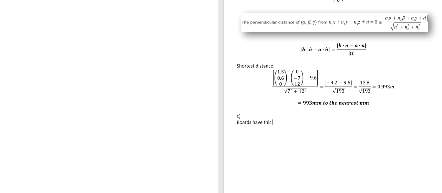Boards have thickness, so they cannot be precisely modeled as 2D surfaces. Also, we've got other considerations. I said that planes are perfectly flat. Boards may be warped or bumpy or have non-straight edges.